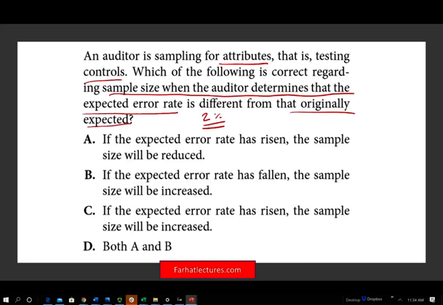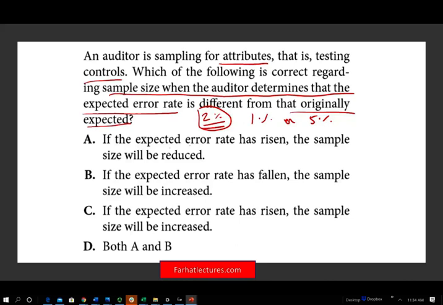Then we're going to go ahead and select a sample of checks. Then we find out it's either 1% or 5%, so something other than the originally expected. The expected was 2%, but eventually we're going to find out whether it's 2, 1, or 5. So what happens when we have that deviation? What happens to the sample size?